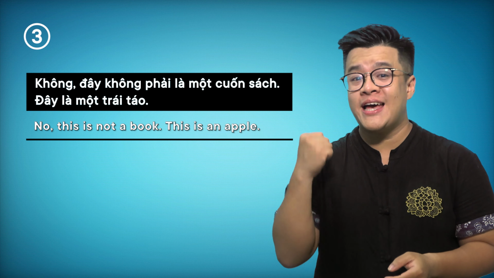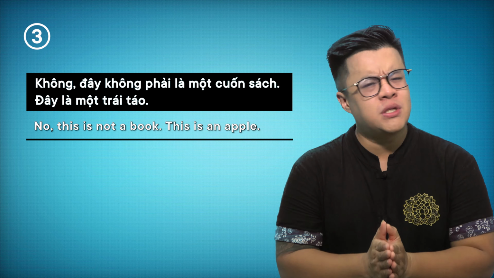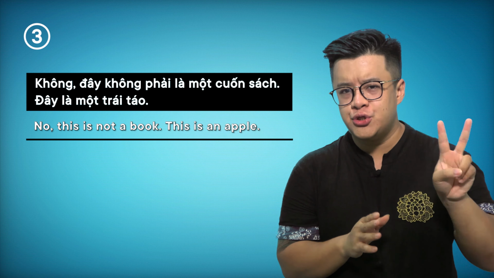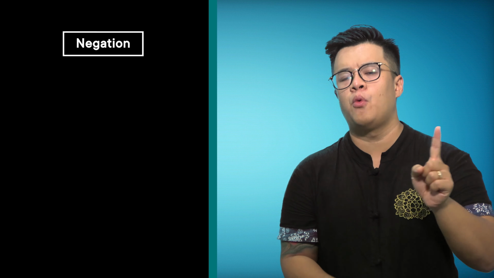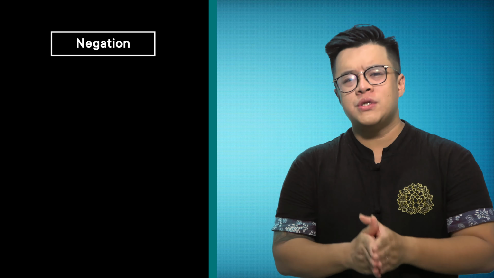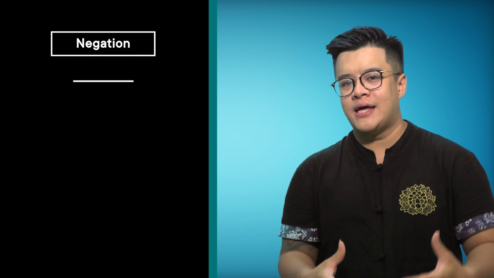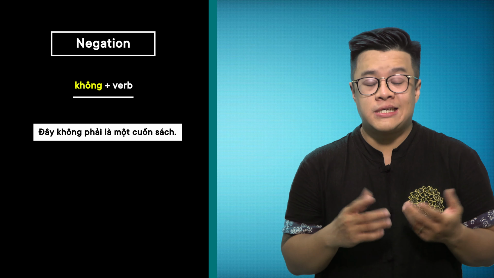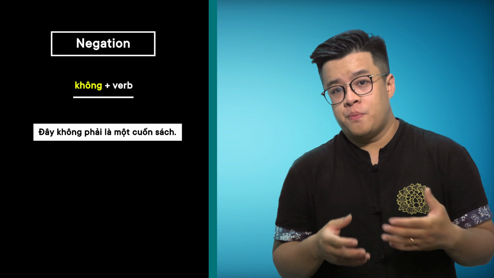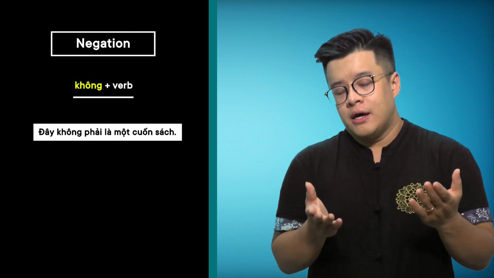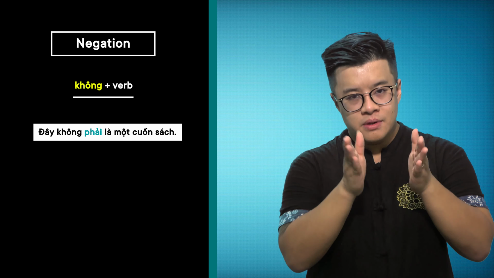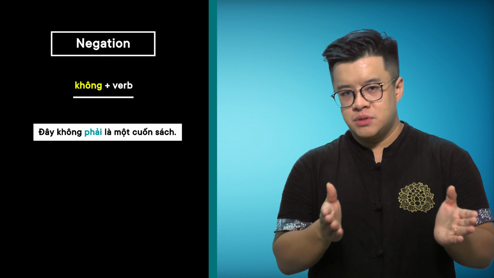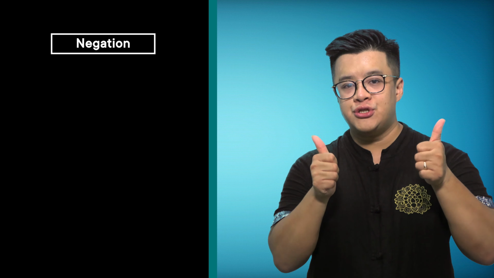Đây là một trái táo. Probably the most important sentence ever. I know. But bear with me, we will learn 2 new grammar points here. Number 1, negation. If you want to negate a sentence, you need to add không in front of the verb. However, in this case, if we have the verb là to be, again we need phải in between. Không phải là. Okay? Other verbs simply need không in front and you're good to go.